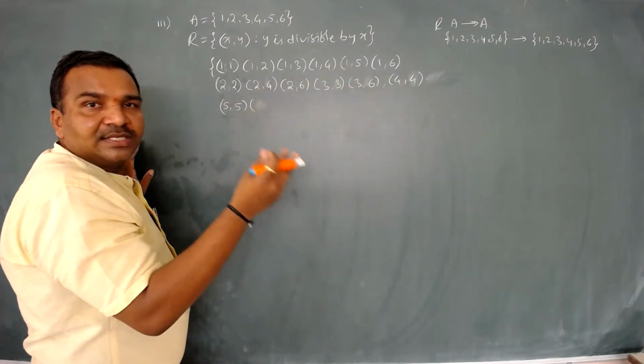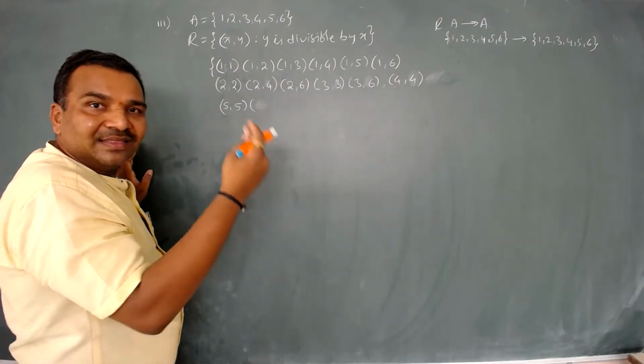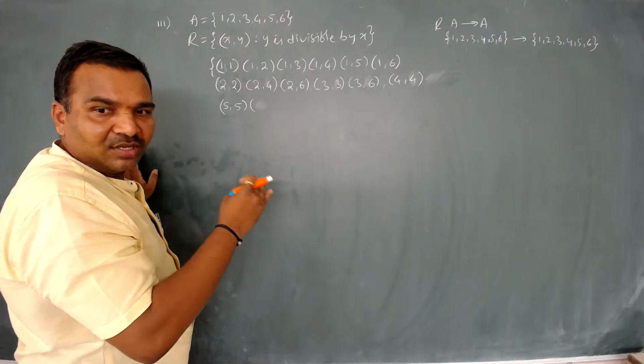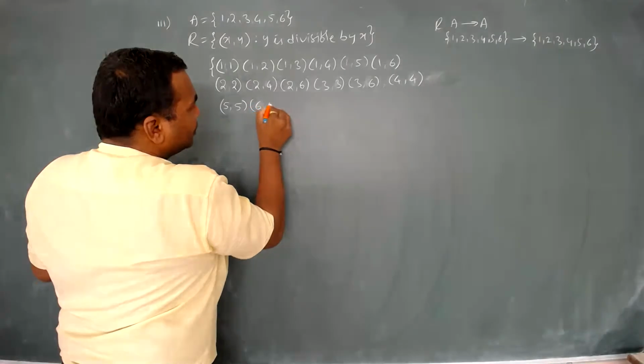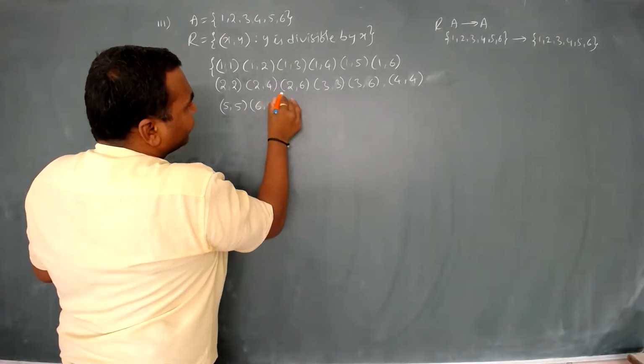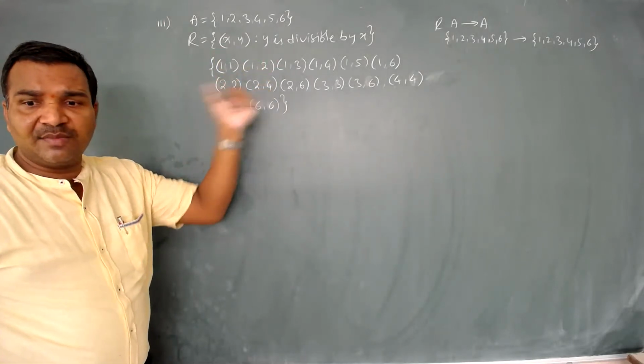Next, 6 combinations. 6,1: 1 is divisible by 6? Wrong. 6,2: 2 is divisible by 1? Wrong. 6,3: 3 is divisible by 6? Wrong. 6,4 and 6,5 are also not possible. Only 6,6 is possible. So these are the elements in the relation.